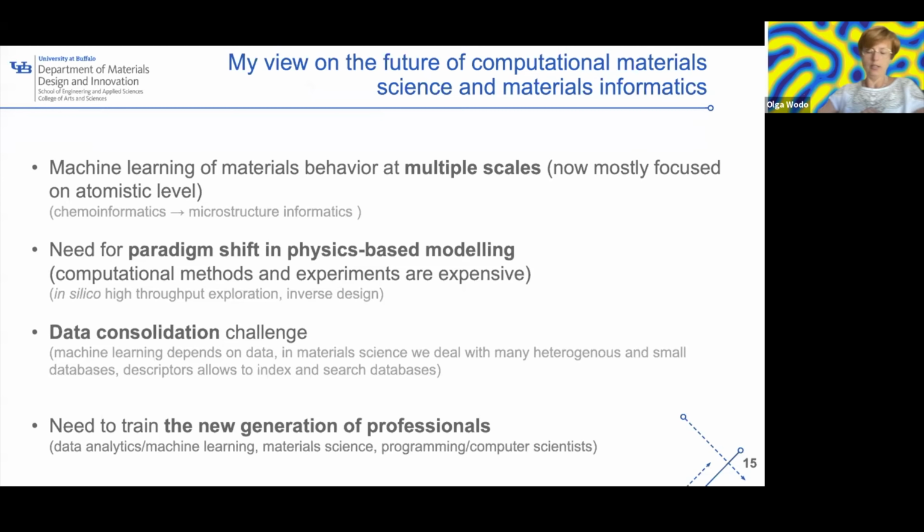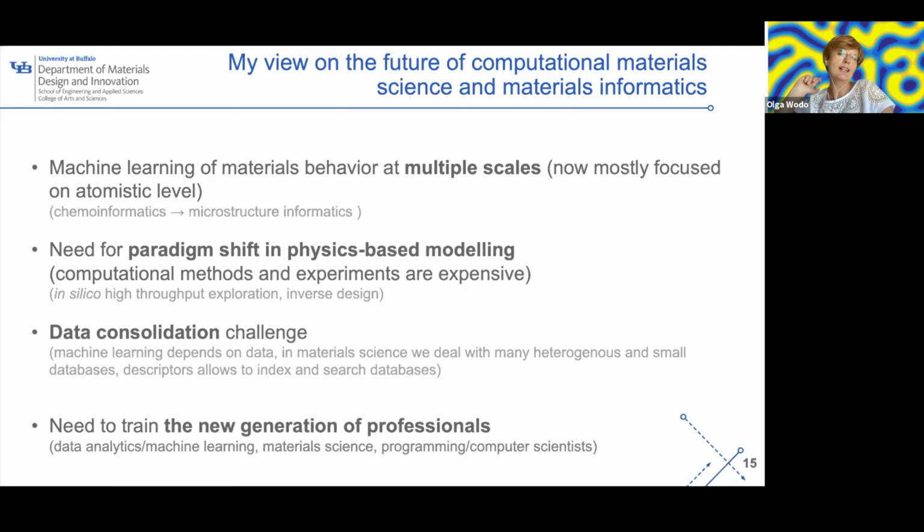So to conclude the talk, I was thinking about saying a few things here. What is my view of the future for computational material science or computational physics and materials informatics? Much of the work in materials informatics is focused on the atomistic level. There's this term chemoinformatics that is widely used in chemical engineering and chemistry. There's a lot of impressive work done there. But I think what needs to happen is that we need to now shift into the higher level, which is microstructure informatics. I think we also need a shift in terms of paradigm, in terms of physics-based modeling.